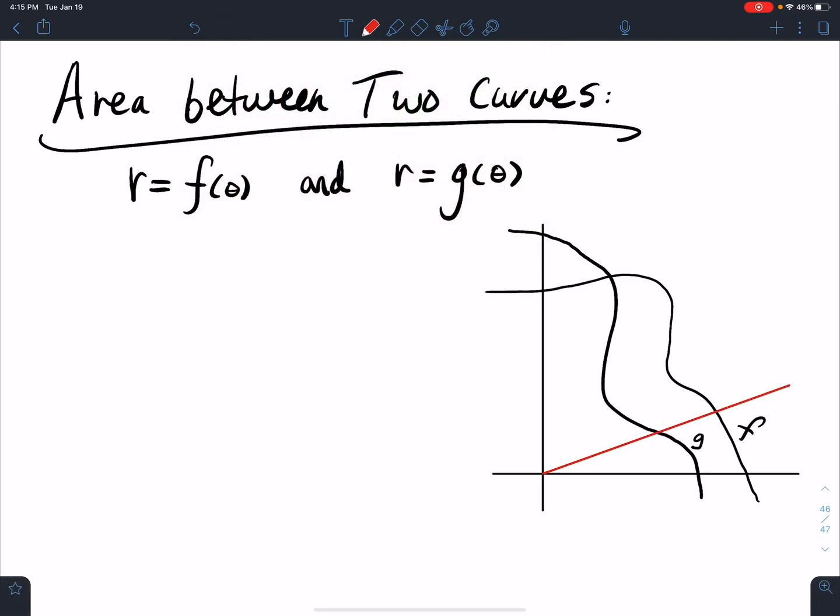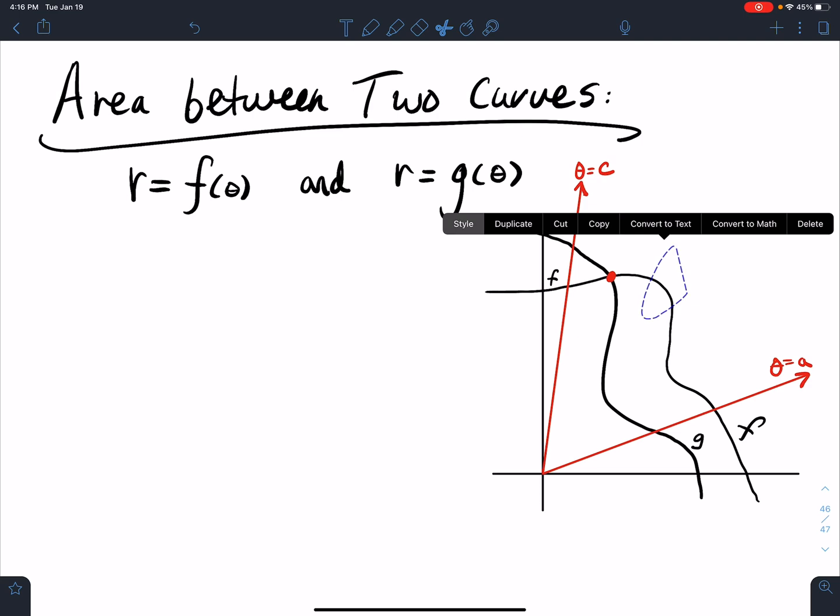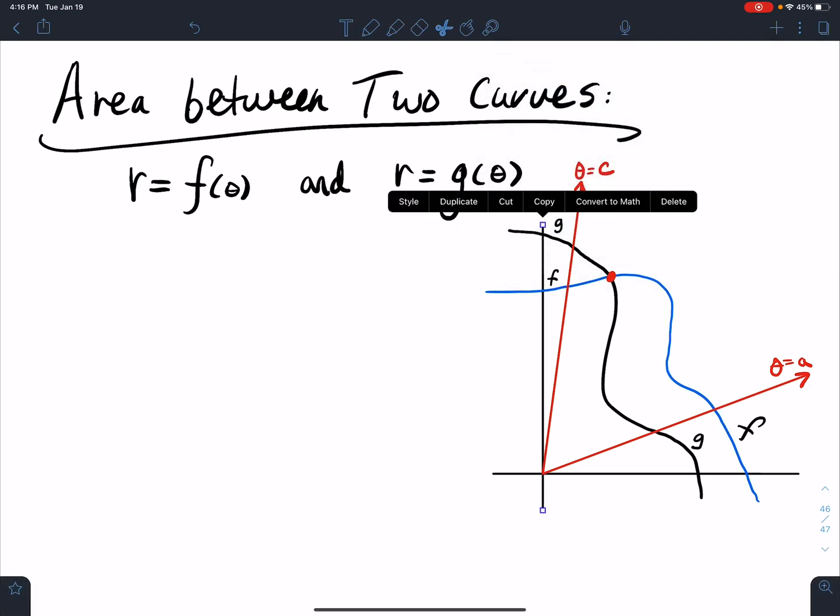is find the area from theta equal to A to theta equal to C here. And now, why did I skip B? Well, there's an important thing that's going on here. These two functions are flipping around. This curve now is the G, and this curve is the F. As you can see there, it might help if I change the color.